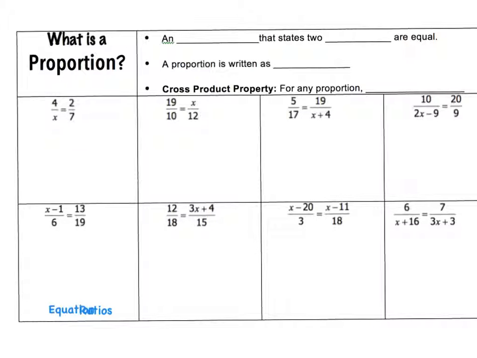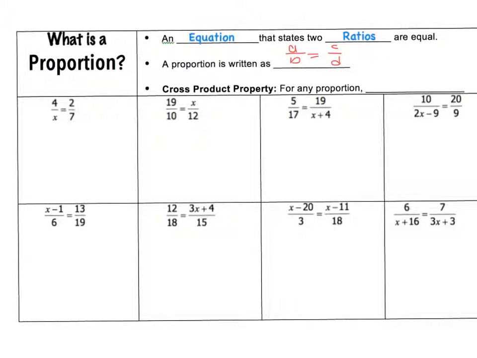So now that we've covered ratios, we're moving on to proportions. So what is a proportion? A proportion is an equation that states that two ratios are equal. Here's an example of a proportion. We have A over B equal to C over D.